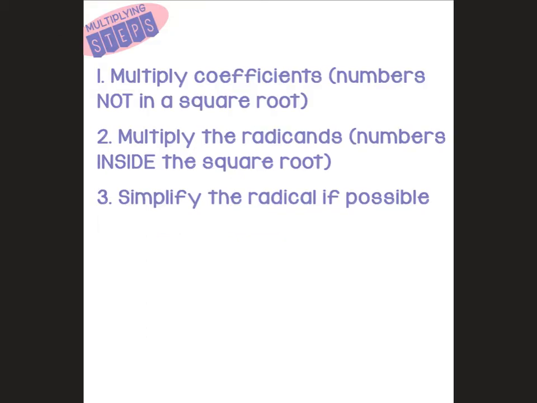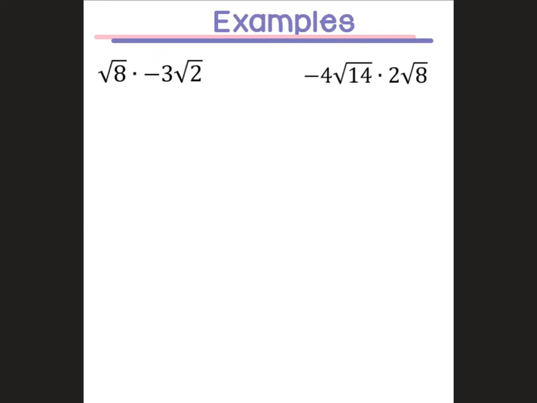These are the steps you can use to multiply radicals. So you can multiply coefficients, which are numbers out in front of the square root. You can multiply the radicands together, which are numbers inside the square root, and then you would want to simplify the radical if possible.